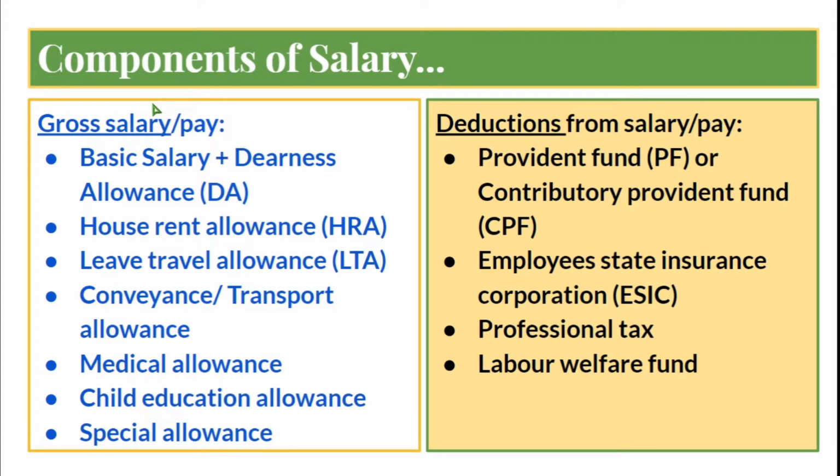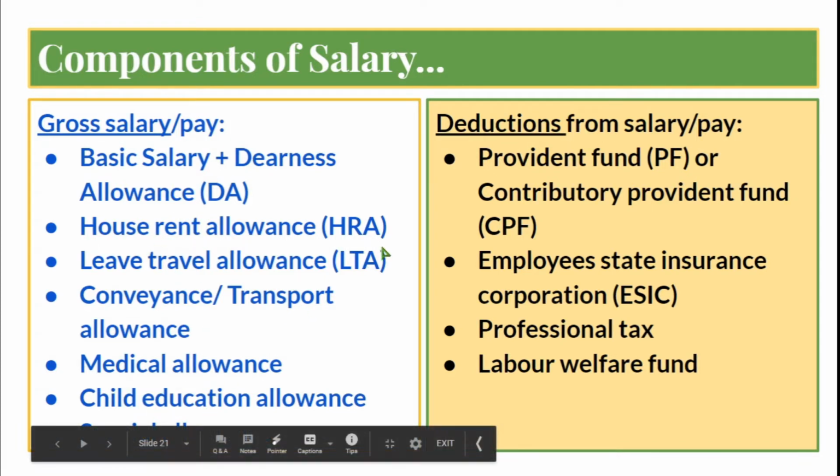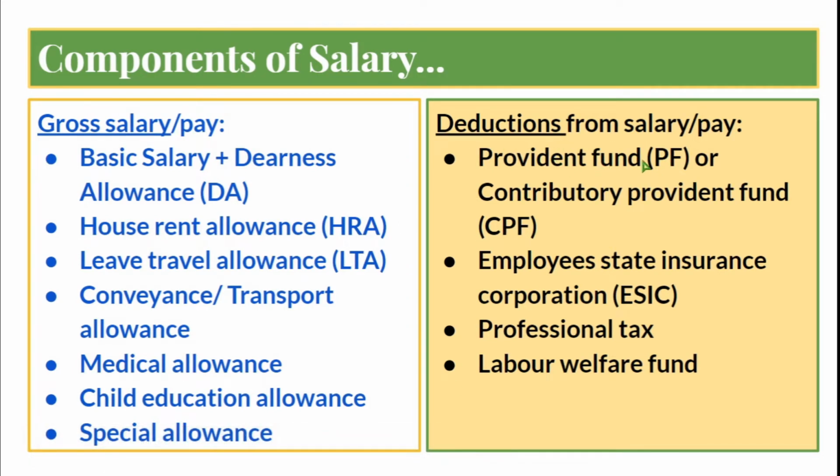The salary has two broad categories of components, namely gross salary or gross pay and the deductions. To calculate gross salary, we need to add all components of gross salary like basic salary and dearness allowance, HRA, LTA, etc. To get the deductions, we need to add the amount contributed to the provident fund of the employee or toward ESIC or other taxes. When we reduce the total amount of deductions from the gross salary, we get the net salary. Alright, let's understand these components one by one.